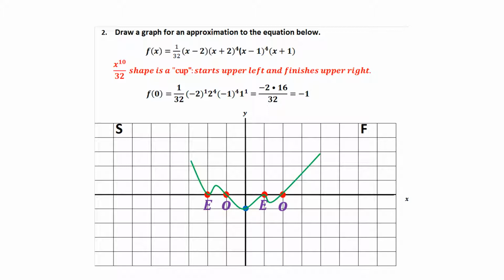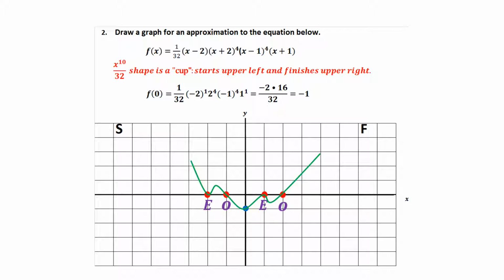is 1. What makes x plus 2 zero? Negative 2. So we see on the left-hand side a red dot, and there's an E under it because the power that it comes from, the negative 2 plus 2, 0, is 4, which is even.